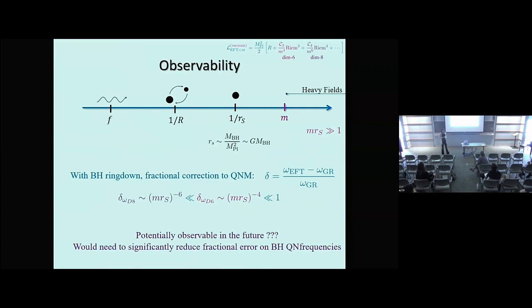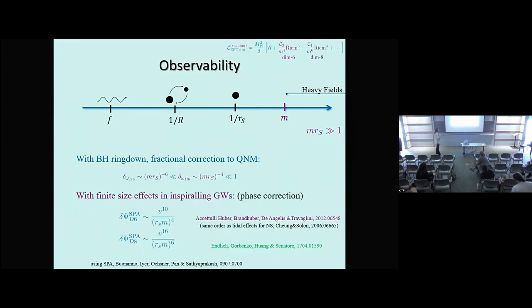And will this small correction affect the prompt ringdown, or would you expect to have very tiny gravitational wave echoes after that? No, this is for the ringdown itself. Yeah, and then for the inspiraling, you have additional velocity suppression. Yeah. Okay, thank you.